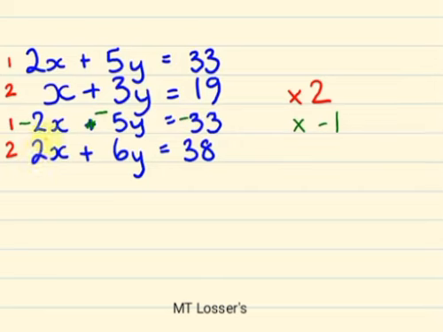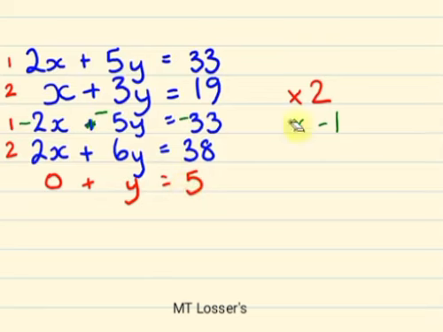2x take away 2x is 0. See that? 2x take away 2x. So I'm putting these two equations together now. Then what we do is we go 6y take away 5y. 6y take away 5y, we are left with y. Okay, positive y equals 38 take away 33, we end up with 5. So that's the first part of our answer.